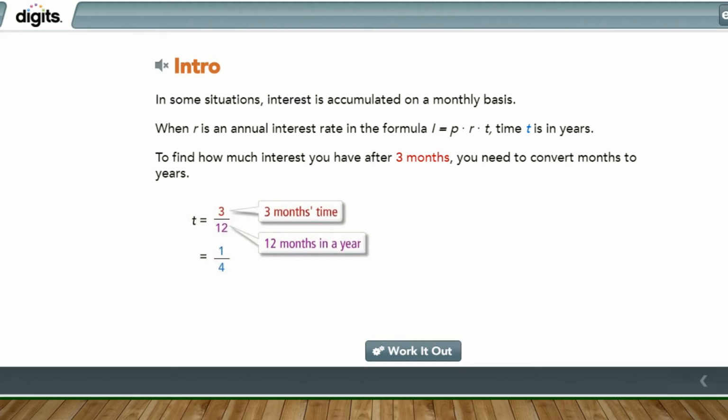In some situations, interest is accumulated on a monthly basis. When R is an annual interest rate and the formula I equals P times R times T, time T is in years. To find out how much interest you have after 3 months, you need to convert months to years.